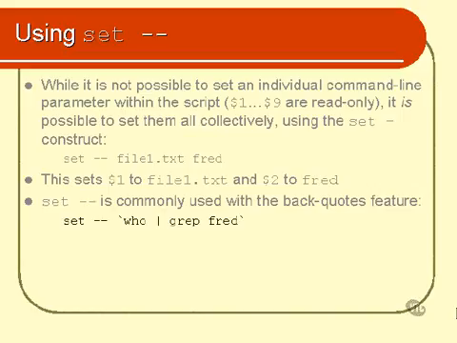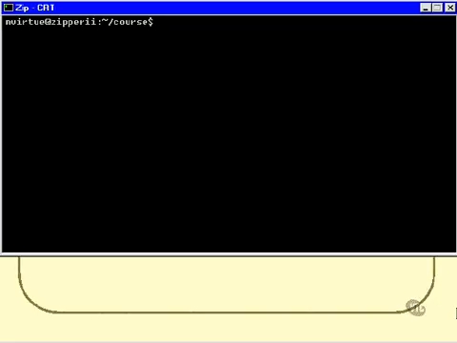Let's have a look at that now. I don't have to use it in a shell script. I can use it just on the shell's command line itself. So I could say, take the output from the ls program and make that my set of command line parameters. So let's have a look at that. We don't get any output, of course. It's just simply setting some variables.